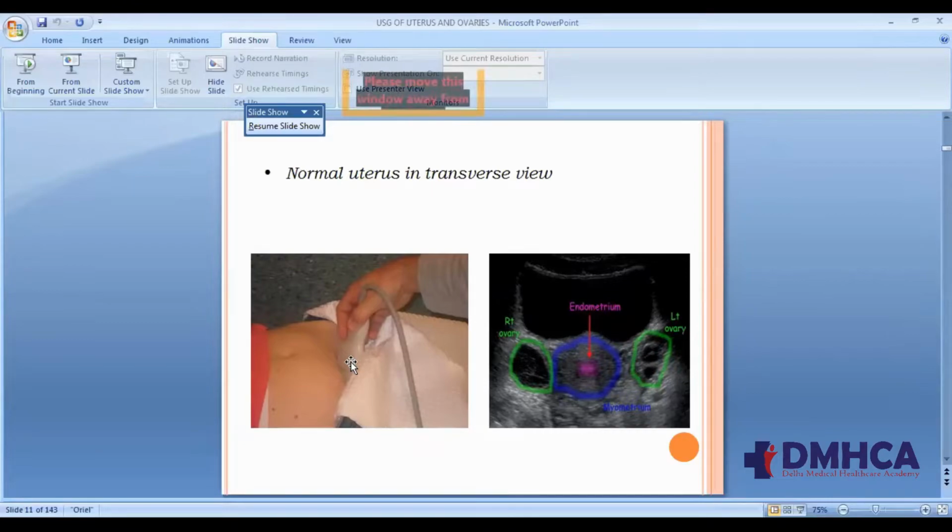This is how we put the probe when we scan transabdominally in transverse section. We put the probe transversely just above the pubic area. We see the urinary bladder in view because it is in closest contact with the probe, and just behind the urinary bladder, we have the uterus.